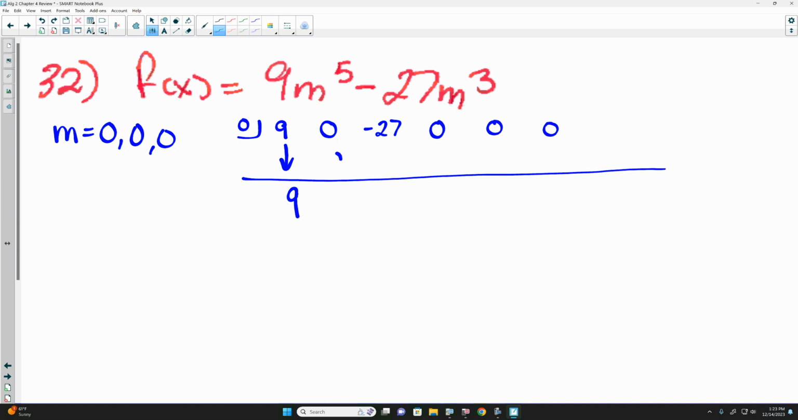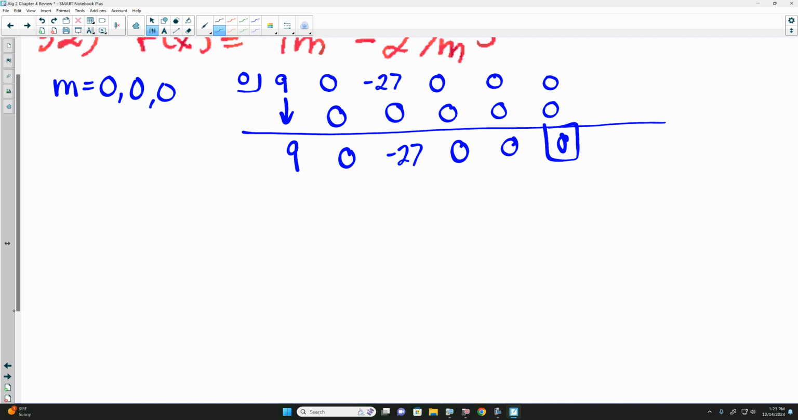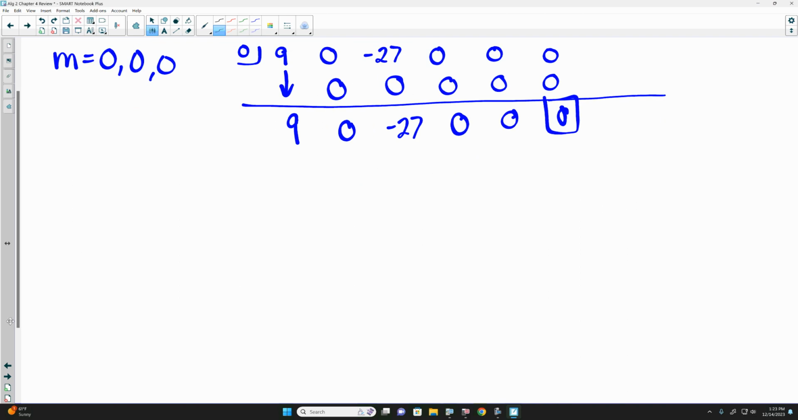0 times 9 is 0 plus 0. 0 times 0. Negative 27 plus 0. 0 times negative 27 is 0 plus 0. 0 times 0 is 0 plus 0 is 0. 0 times 0 is 0, and 0 plus 0 is 0. We got a remainder of 0, so that means it is a solution.